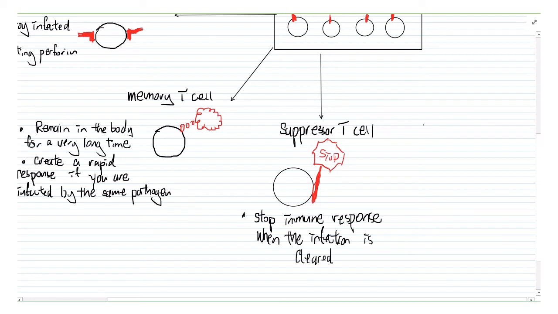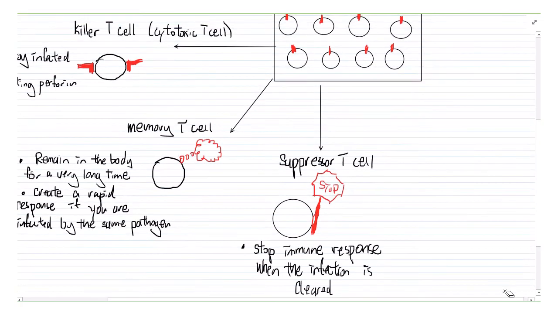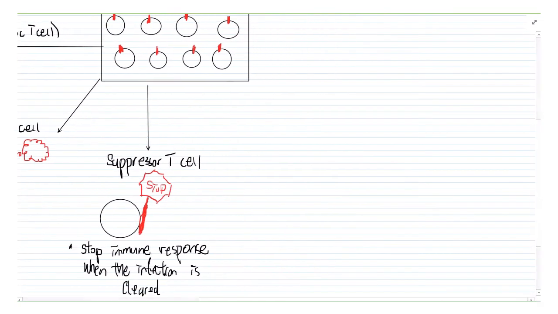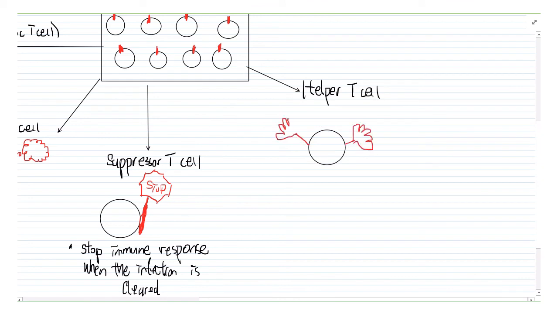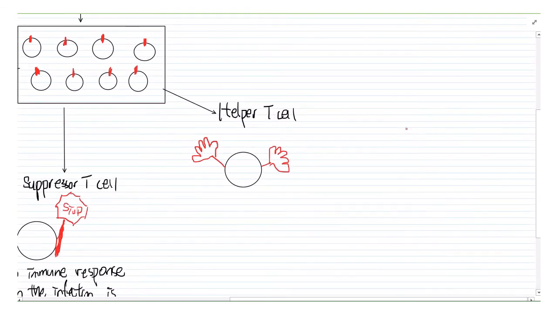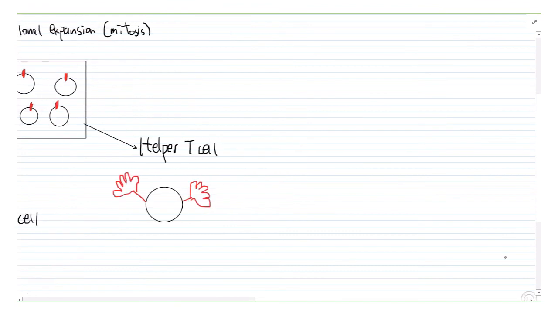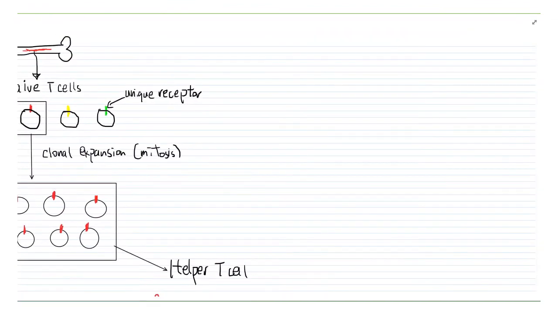And then there is another type of cell that the naive T cells can become, and it is called a helper T cell. Helper T cell. I'm going to give it a helping hand. This is a hand. There we go. And what do helper T cells do? We're going to get to that in a second. But let's go back to our bone marrow here for a second.